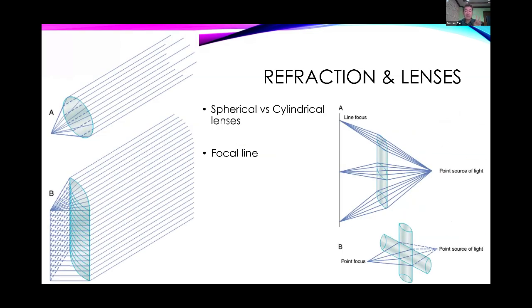We have two types of lenses: your spherical and your cylindrical lenses. Spherical lenses will give you a focal point, which is the point of focus when you converge all those light rays. Okay? Point of convergence. However, a focal line is seen among cylindrical lenses. Take a look at this figure letter B. This is an example of a cylindrical lens.